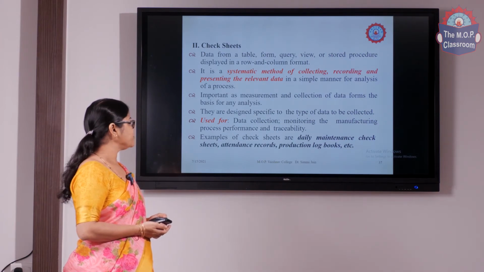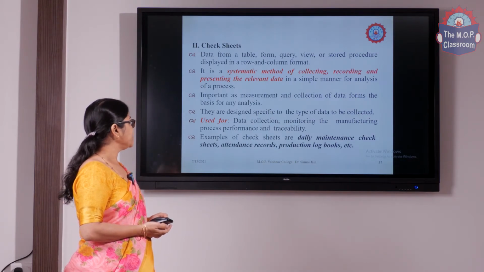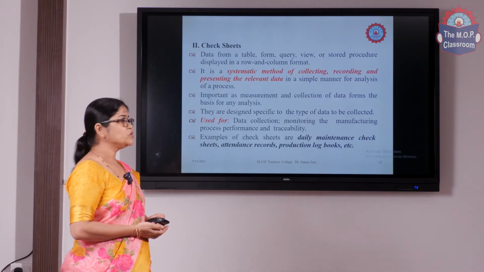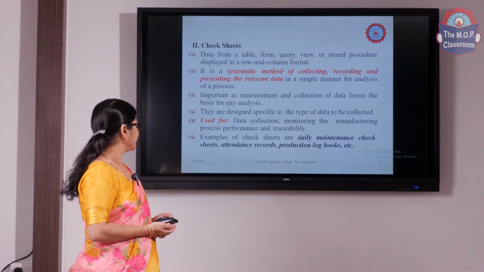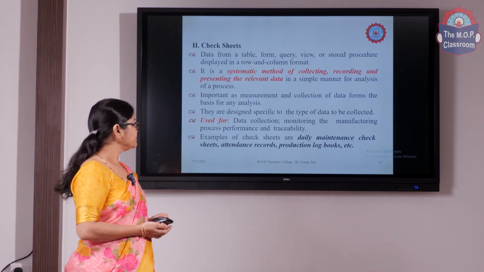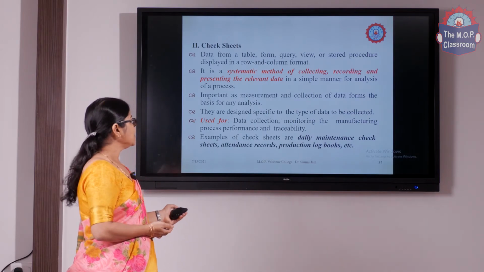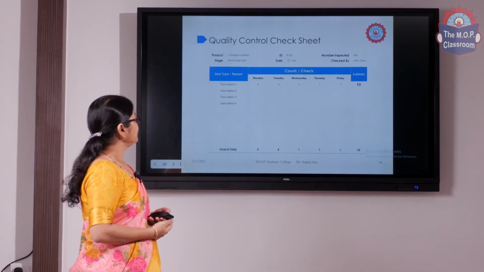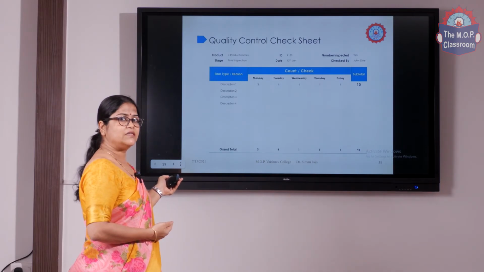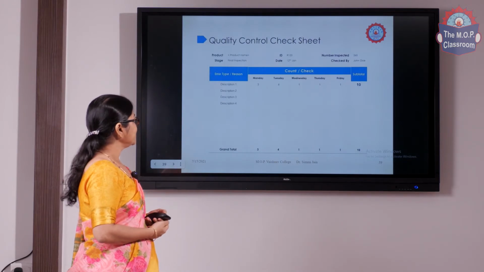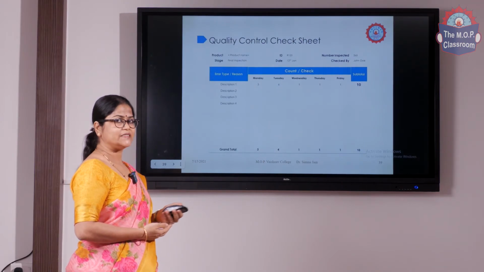They are designed specific for the type of data to be collected and are very variedly used for data collection, monitoring the manufacturing process performance and traceability. Examples of check sheets are daily maintenance check sheets, attendance records, production logbooks. This is one such example of a quality control check sheet wherein the parameters or the errors, the reasons are written on the left hand side and the counts or check on the various dates are written on the right hand side.